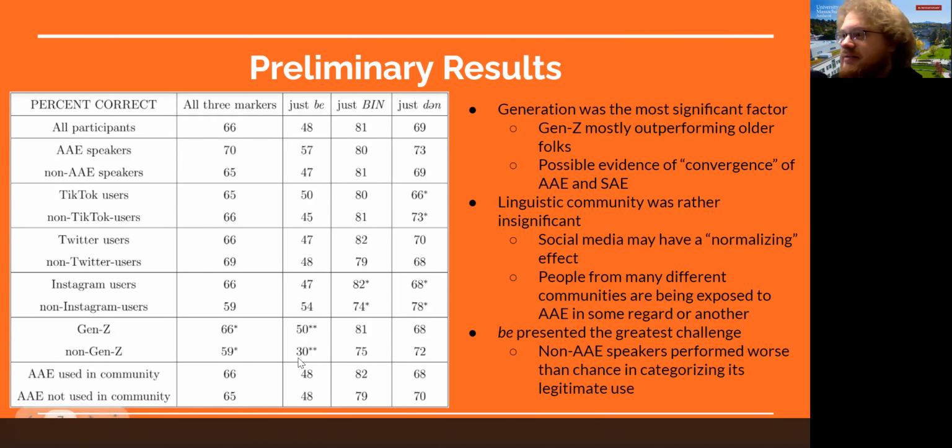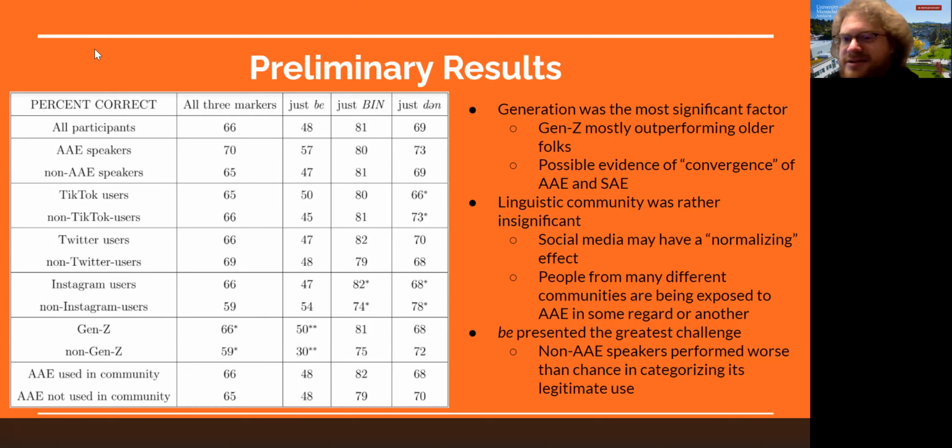Again, I did not have enough non-Gen Zers to really draw a conclusion, but there seems to be a trend for sure. Gen Z mostly outperforms older people on this task, on all of the tasks that are involved in this. So this is kind of possible evidence of convergence. There's this debate among linguists who study AAE, whether AAE is becoming more like SAE or less like SAE, whether they're becoming more like each other or not. And this is kind of evidence of the convergence idea as opposed to divergence, because younger people seem to do better than older people.